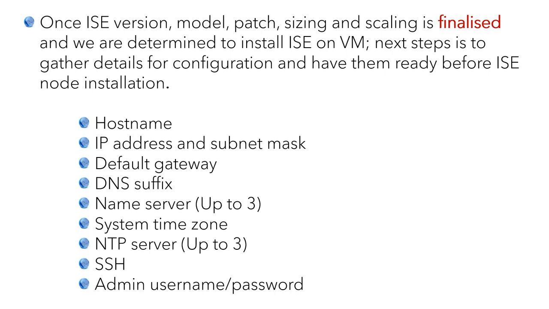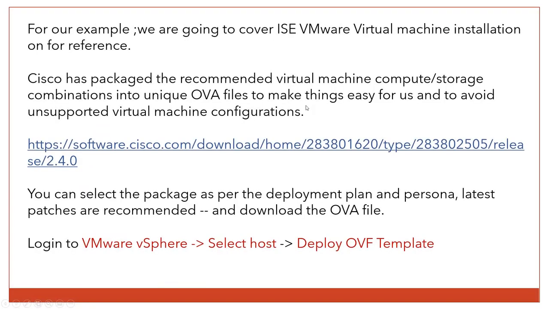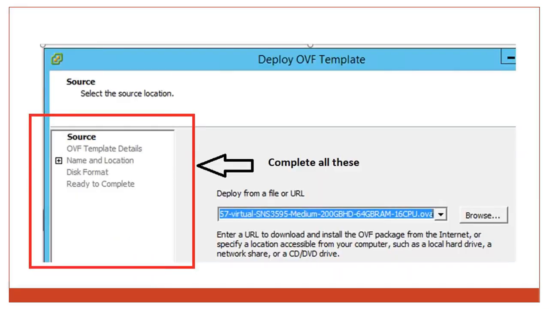Now, what will happen when you go and deploy the OVF file? Here you can see the link that you can go and download. Suppose for lab purposes, if you want to check the features of ISE, then you can go and download the eval version from the Cisco site. You can download the OVF file, and that OVF template I will show you how we can deploy in a few minutes.